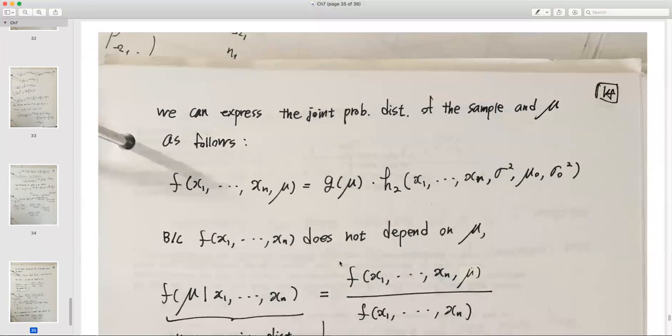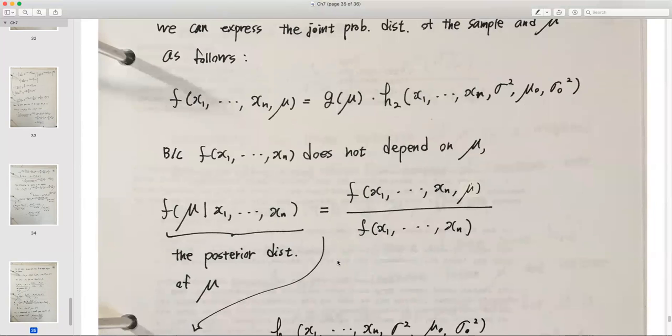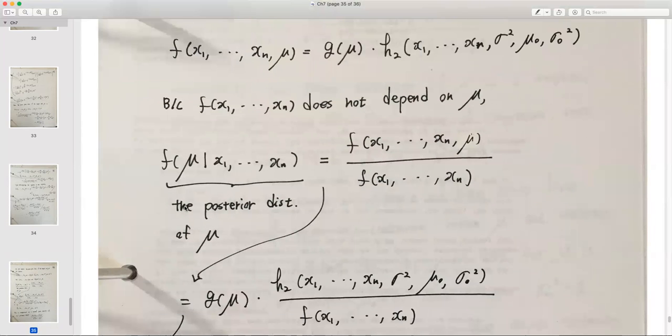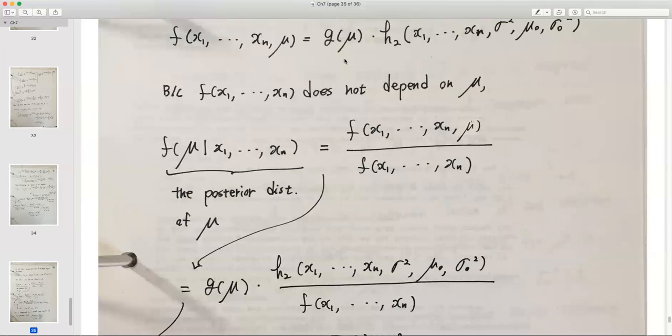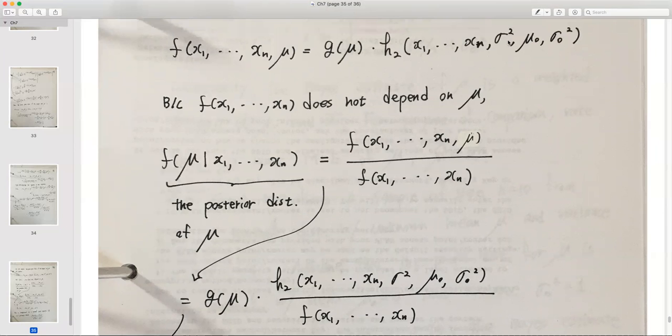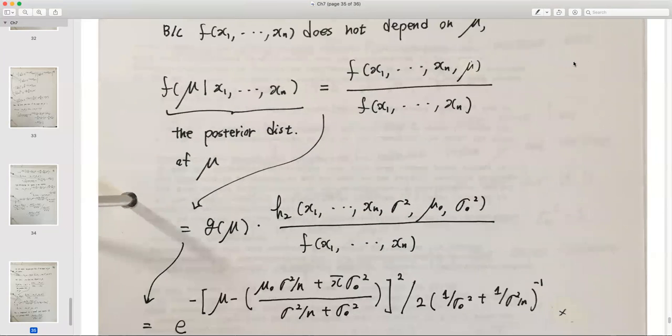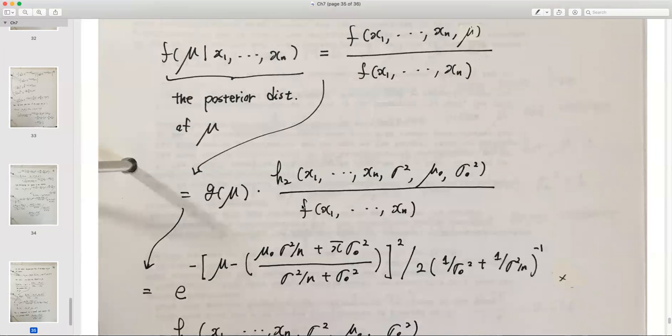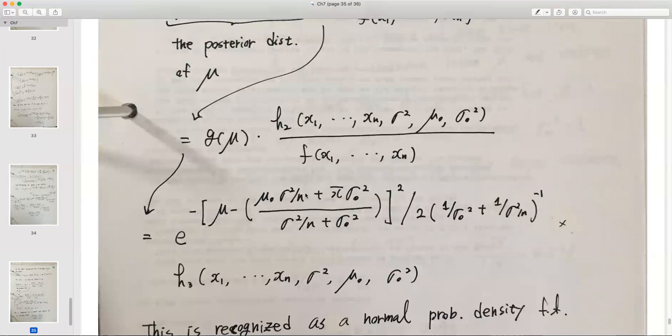Okay, so now let's see. The prior distribution of mu, that's what we want to find out, right? This one can be expressed like this. Okay, but see the top one. This is the joint probability distribution of the sample and mu, right? This one could be expressed as g of mu times a function of x1, the sample, and sigma square, mu0, and sigma0 square. So we plug this one in right there. Okay, and then the top is what?